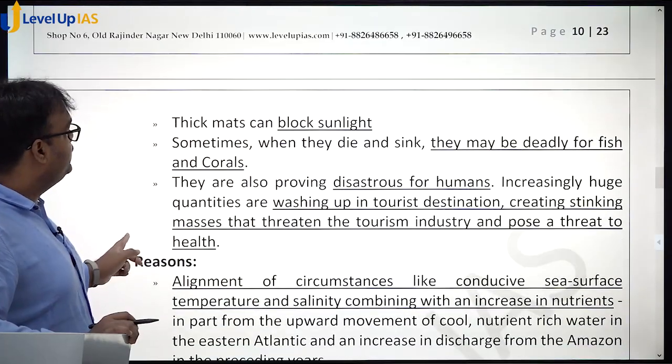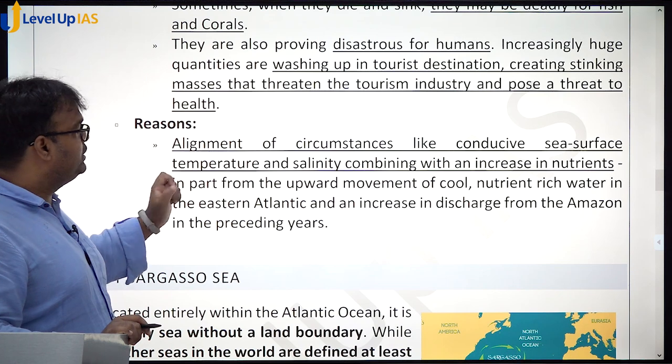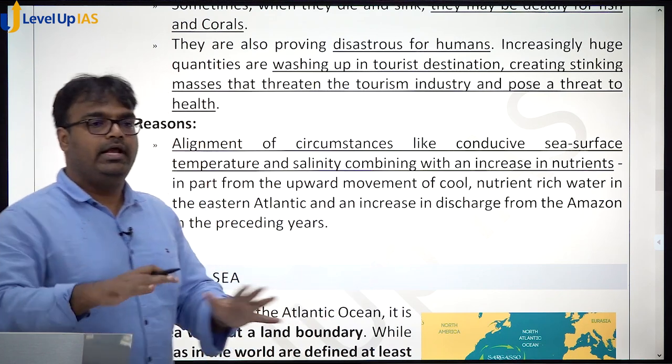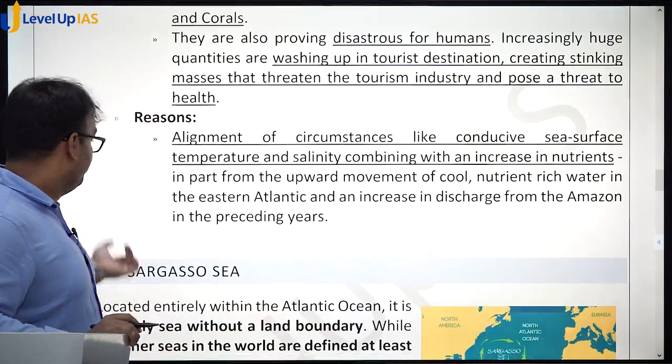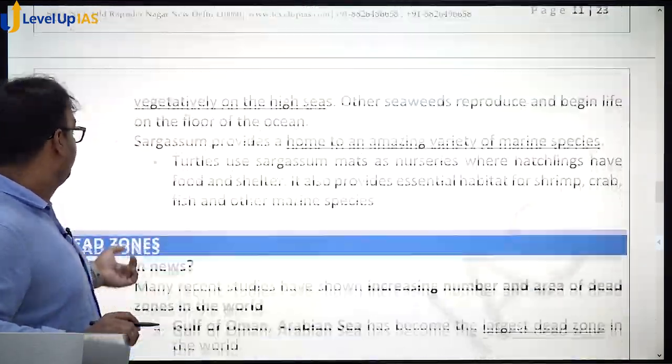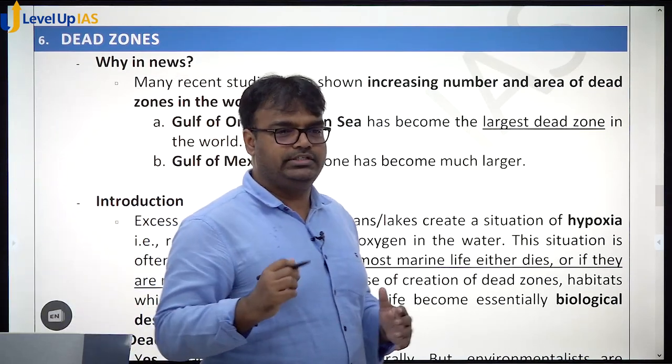Okay, so what are the reasons? Conducive sea surface temperature and salinity combined together, and then the stability of the Sargasso Sea combined together, lead to the formation of this seaweed bloom. Okay, dead zones, come on, now let's do the rest of the things in the next class.